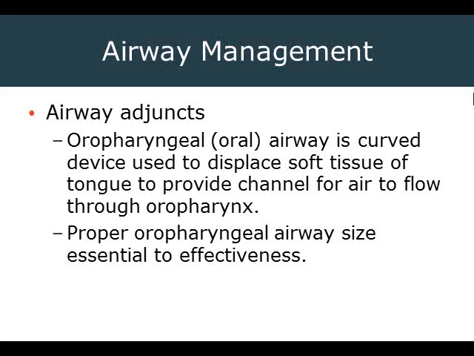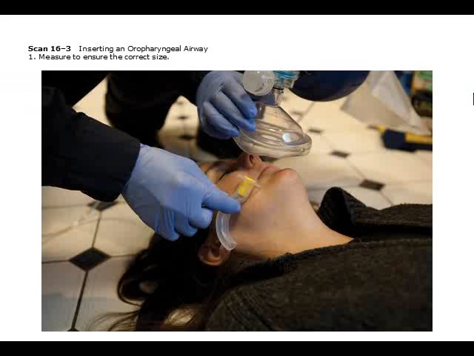So the oropharyngeal airway, or oral airway, or OPA, is a curved device used to displace the soft tissue of the tongue and provide a channel for air to flow through the oropharynx. So with all that being said, it's a tongue holder upper. It holds the tongue up off the back of the throat. And of course, it needs to be appropriately sized in order to work appropriately. So measuring the correct size of the oral airway includes measuring it from the corner of the mouth to the tragus of the ear, or the earlobe.